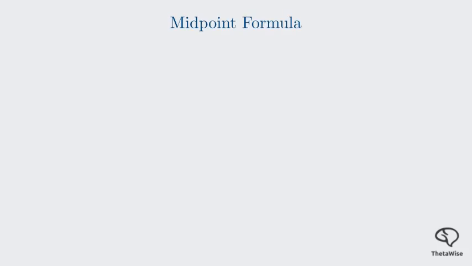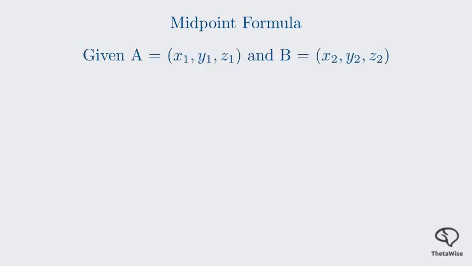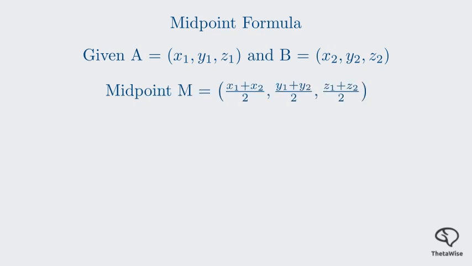Just as with distance, the midpoint formula also extends naturally into 3 dimensions. The midpoint of a line segment is the point that divides the segment into 2 equal parts. In 3D, this point has its own x, y, and z coordinates. If our 2 points are A at (x1, y1, z1), and B at (x2, y2, z2), the coordinates of their midpoint, M, are found by averaging the corresponding coordinates. So the x-coordinate of the midpoint is (x1 plus x2) divided by 2.